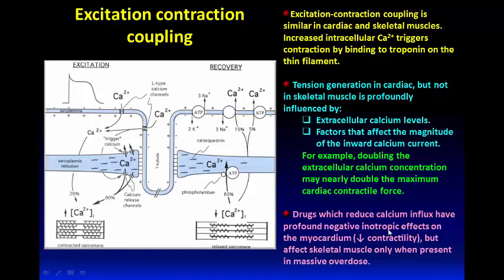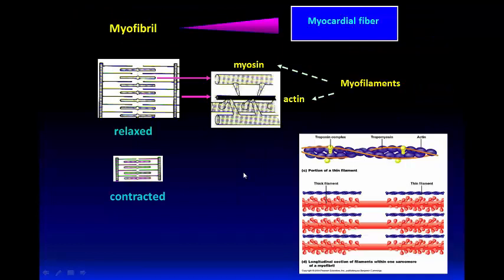Inotropic effects, these are the effects on contractility, and we will describe what the meaning of inotropic effects is in the subsequent slides. These drugs will reduce the calcium influx and thus will have profound negative effects on the contractility in cardiac but not in skeletal muscles. They would affect skeletal muscle contractility only when they are present in massive doses.